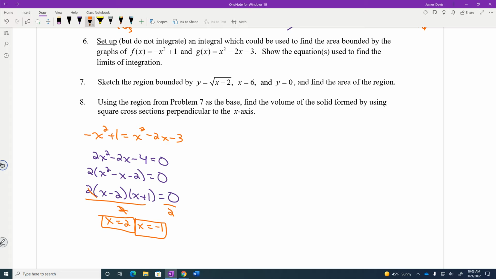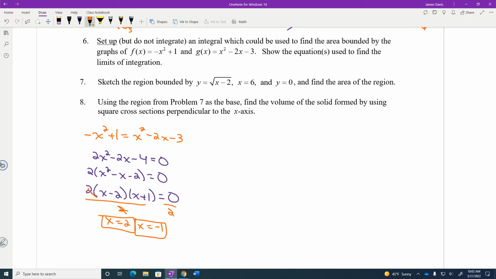Okay, now we gotta set it up. So you can't use your calculator. You could try to graph this, but it doesn't say we have to sketch it. The only thing you got to make sure of when you're doing the area between two curves is you do the top function minus the bottom function. So you got to know which of these two is the top function.